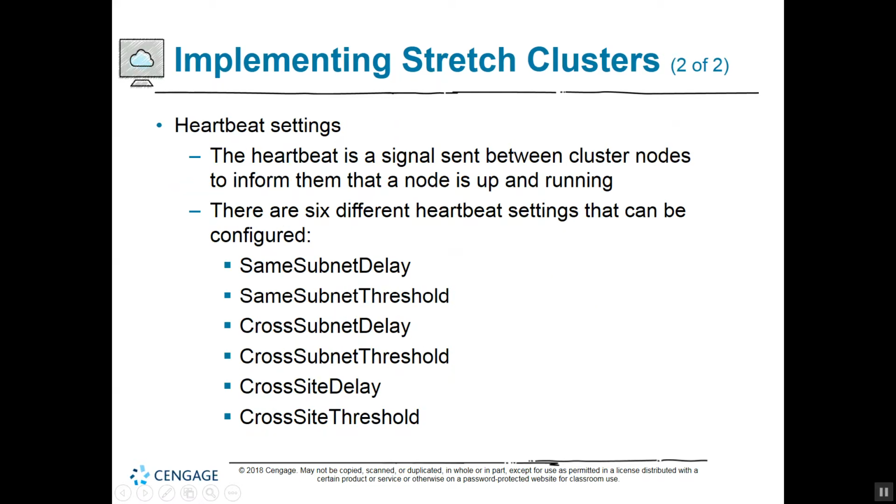Okay. There are 6 different heartbeat settings that can be configured. We've got same subnet delay, same subnet threshold, cross subnet delay, cross subnet threshold, cross site delay, and cross site threshold.